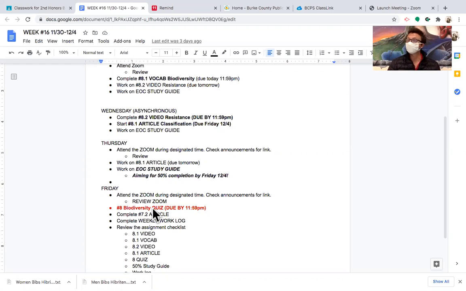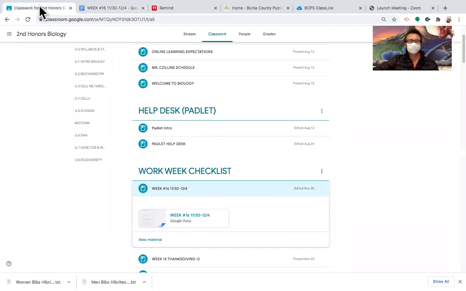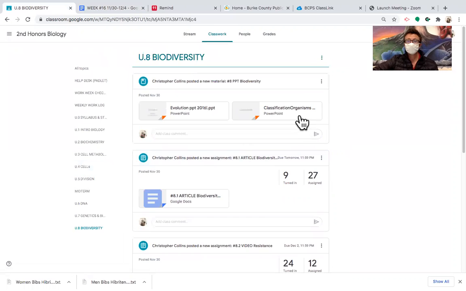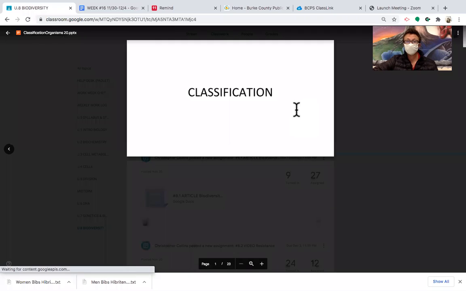Your classification questions, some of them are going to come from the article that you're reading, right? That'll be due tomorrow, as well as our discussion on classification and dichotomous keys today. I will do a quiz review tomorrow before you guys actually take your quiz. So I do want to talk to you guys a little bit about classification. Let me go to Unit 8. And let me pull up this PowerPoint really quick.